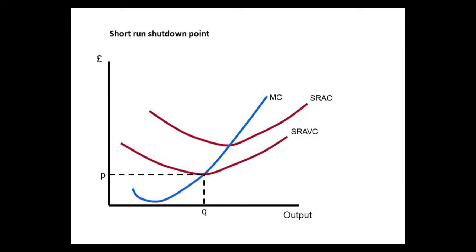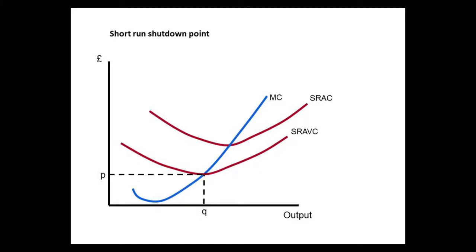Anywhere below price P, the firm will receive less from selling the goods than it will pay to make the goods, and therefore there's no reason for it to stay in the market, and instead it will shut down. At any price above P, even though the firm might be making a loss, it's still receiving more from selling the goods than it's paying to make the goods in terms of variable costs. Therefore, it makes sense for the firm to stay in the industry, even to try and minimise its losses.